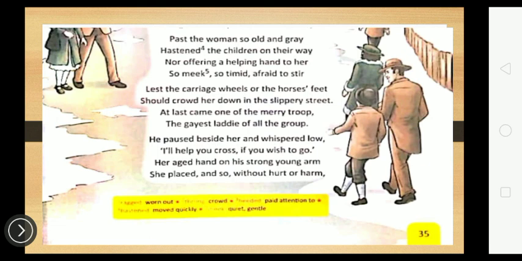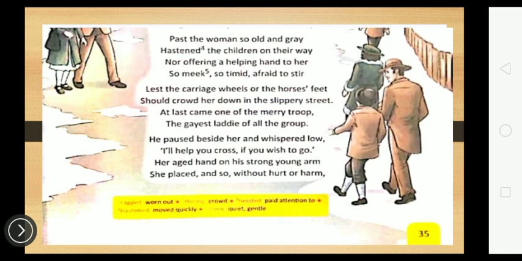So here, past the women so old and grey, hasten the children on their way. Past means that all the children, those who were coming back from the school, all passed the women. Where she was standing, they all crossed her. The old and grey, hasten the children on their way. Hasten means to move quickly.